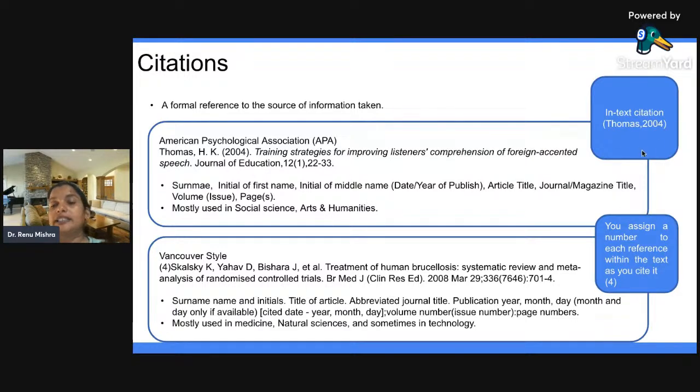This is within the text. Just the surname and the year.